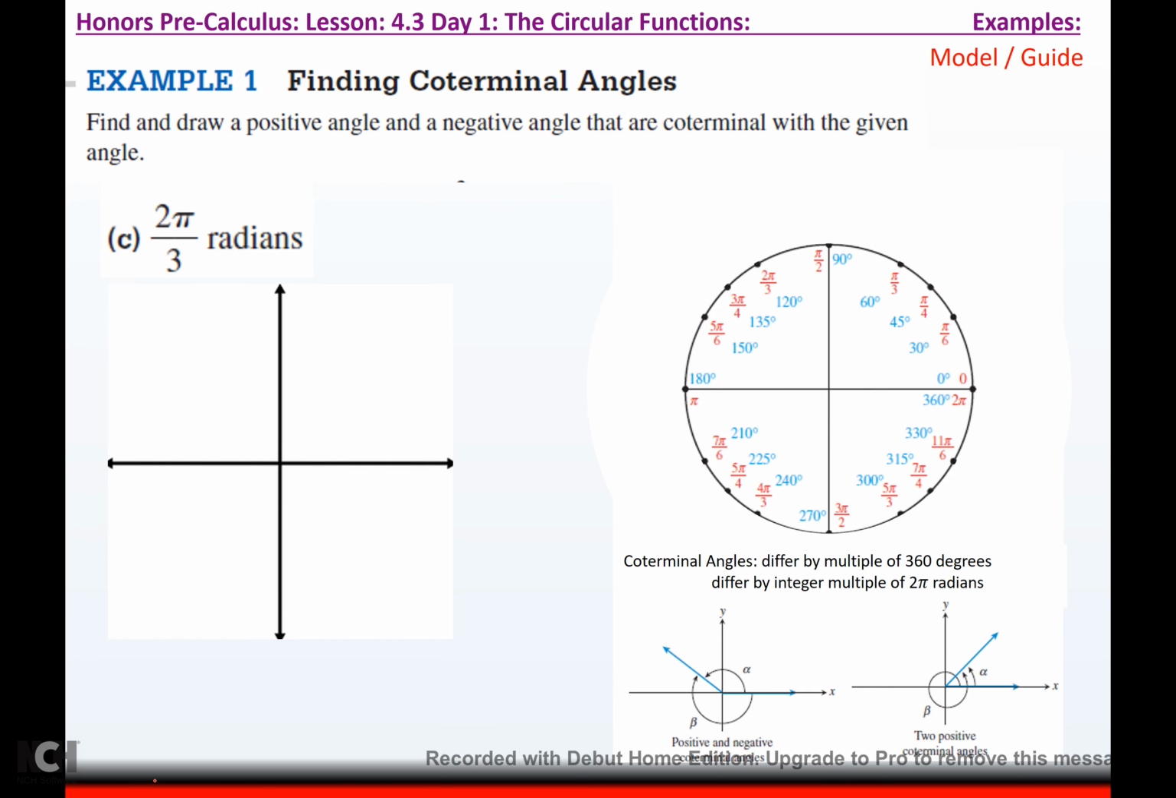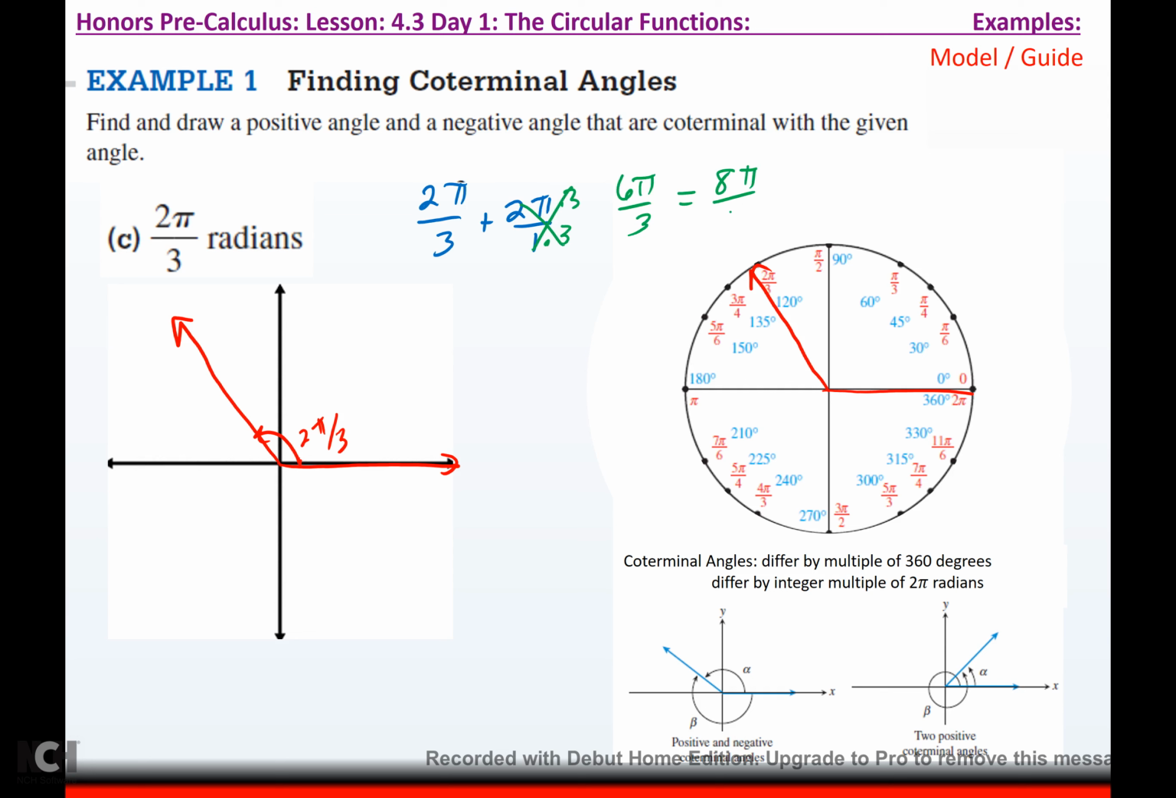Alright, 2 pi over 3 radians. And 2 pi over 3 is right up here. So my initial 2 pi over 3 is up here. To get a positive coterminal angle, I'm going to take my 2 pi over 3 and I'm going to add 2 pi to it. To get a common denominator would be 3, so times 3 times 3 gives me 6 pi over 3, which gives me 8 pi over 3.